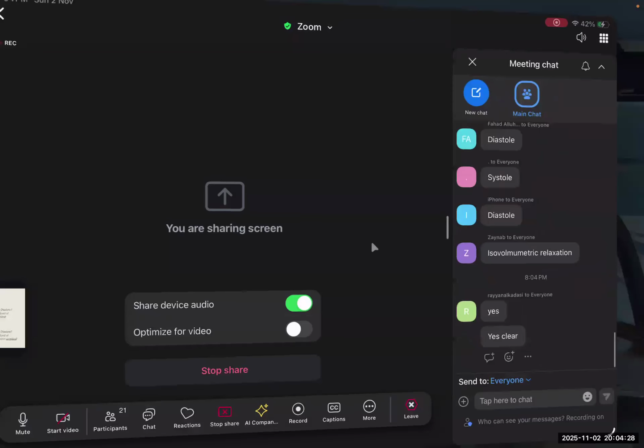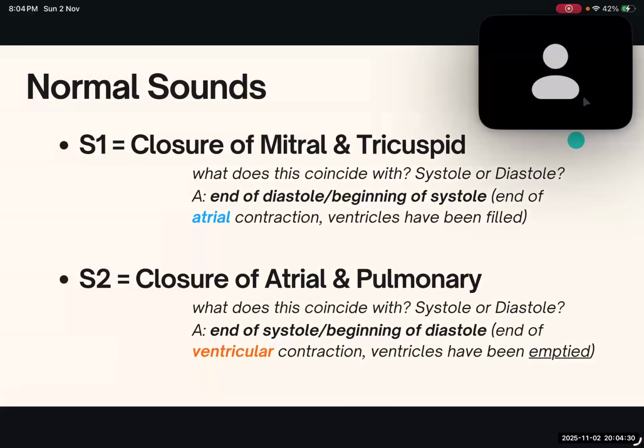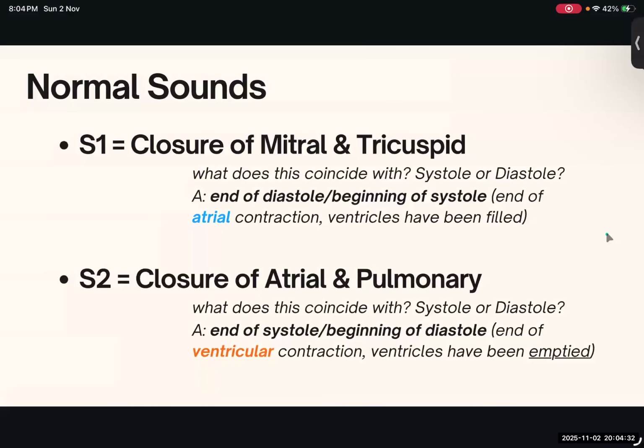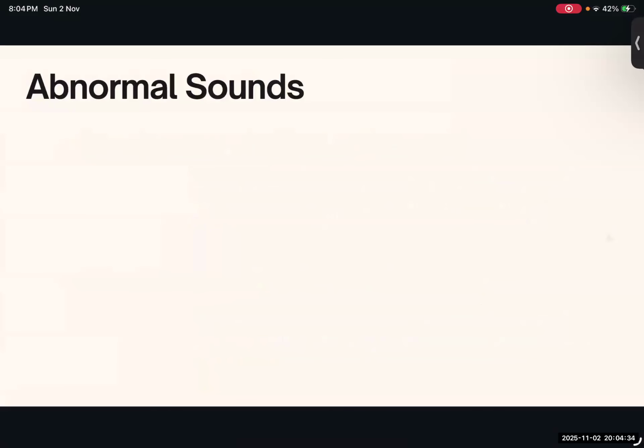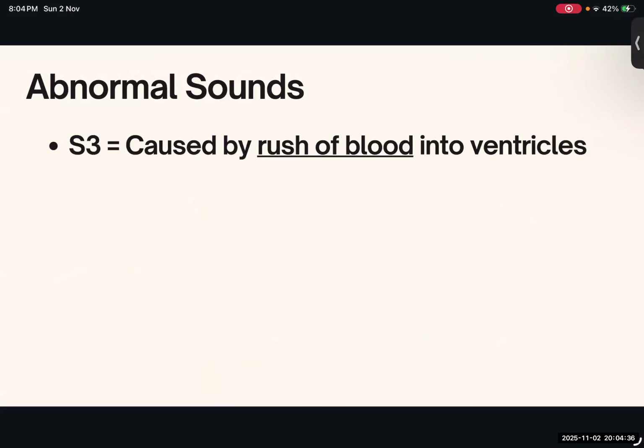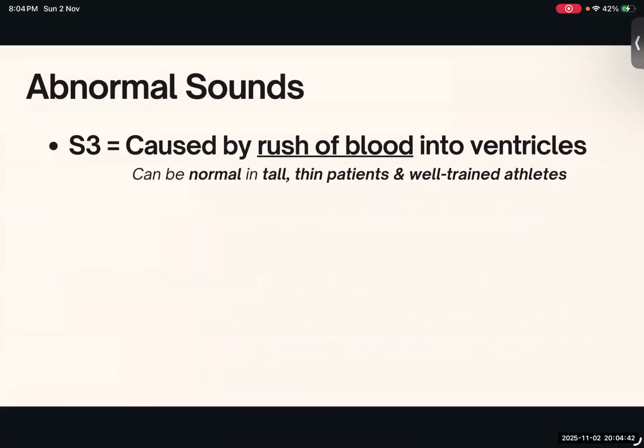Okay, fantastic. Wonderful. So these are the normal sounds of the heart. What are the abnormal sounds? The abnormal sounds are going to be S3, which is caused by rush of blood into the ventricles. And it can be normal sometimes in tall and thin patients and well-trained athletes. So when we have a lot of blood rushing from the atria into the ventricles very quickly, you'll hear a sound. Okay, some people describe it as a whooshing sound, so on and so forth.